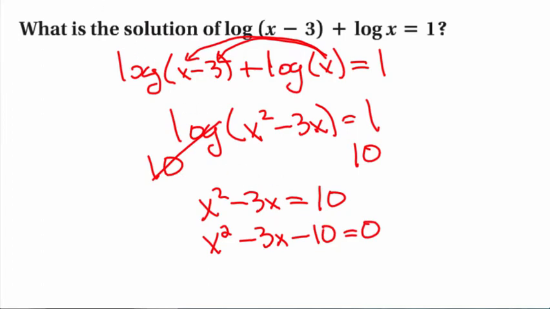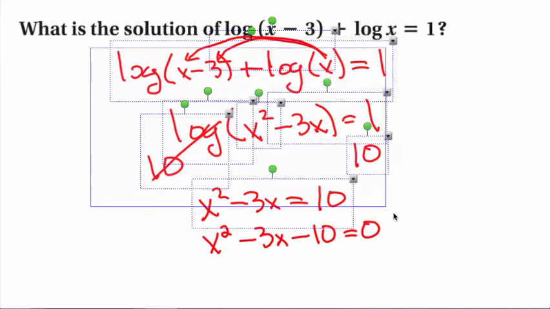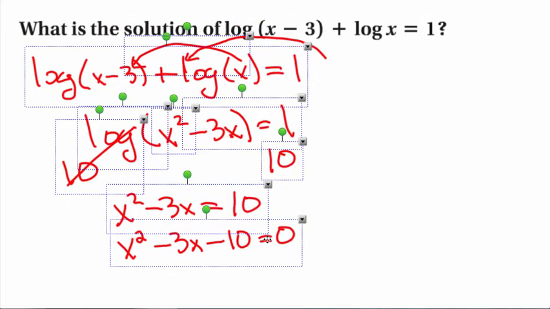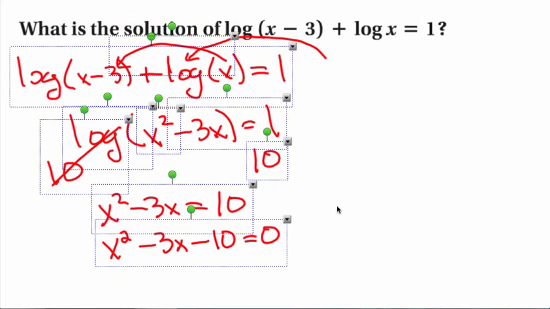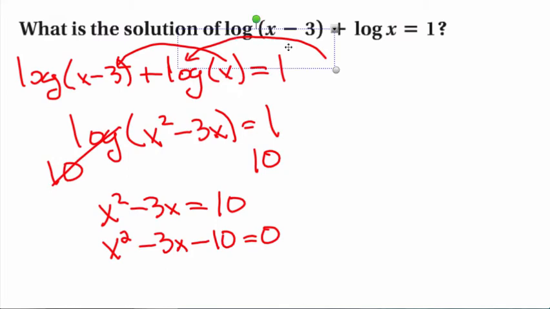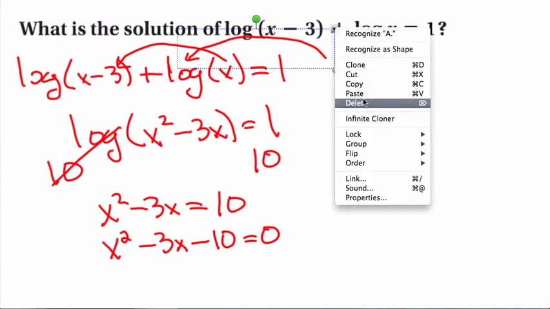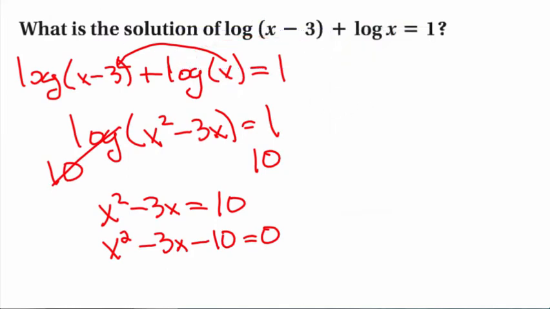So let me take all of my work here and drag it over. I'm going to get rid of this arrow just so I have some room. All I'm doing right now is creating myself some space. Now I'm going to change colors because I'm shifting gears into solving a quadratic. So let's break down x squared minus 3x minus 10.